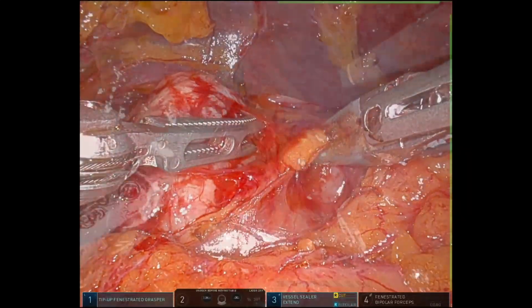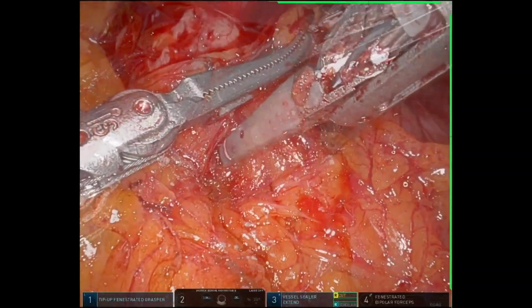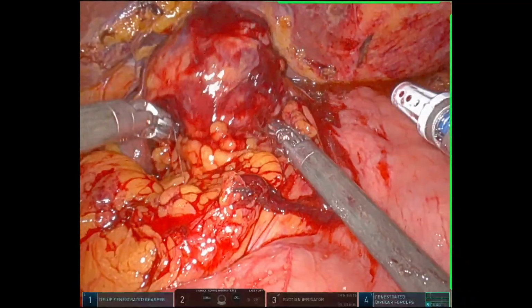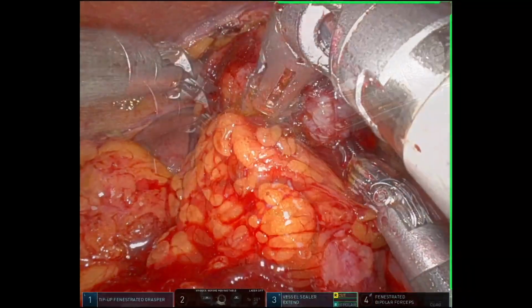The mass was elevated and a robotic stapler with a white load was used to perform a wedge resection of the lesser curvature. The specimen was placed in an endocatch bag and removed from the field.